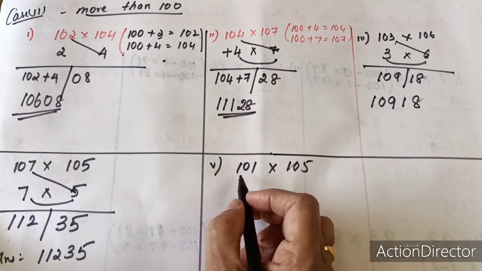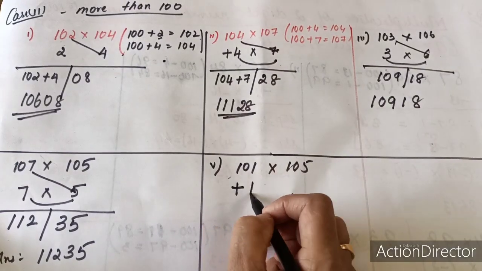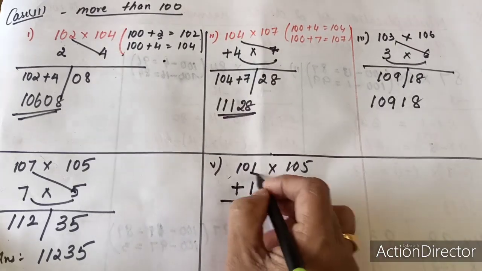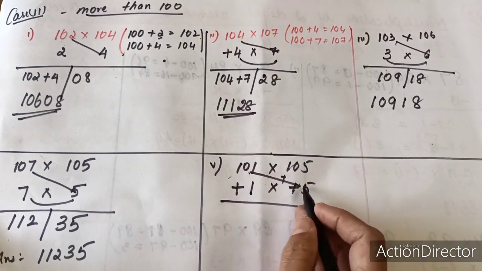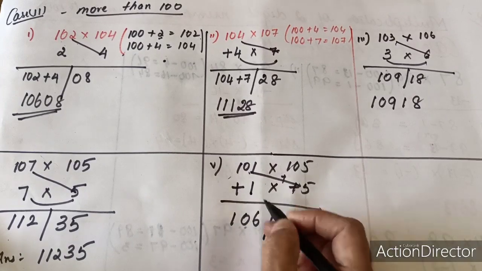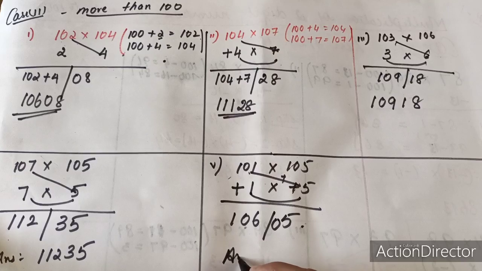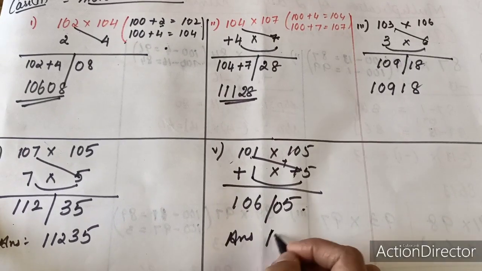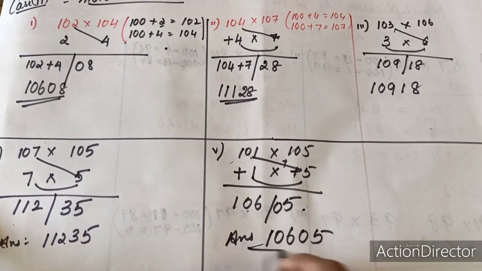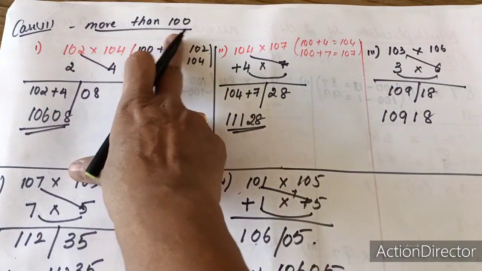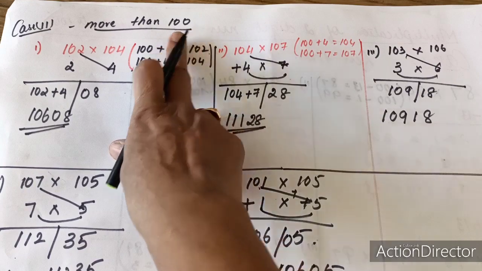11235. Moving on to the next sum. 100 plus 1 is 101 and 100 plus 5 is 105. Now add these two. 101 plus 5 is 106 and here 1 into 5 is 5. We'll write 05. So my answer is 10605. So this is case number 2 where both the numbers are more than 100 and they are nearest to 100.